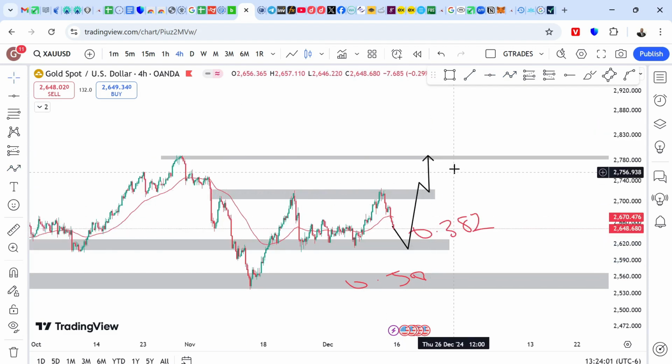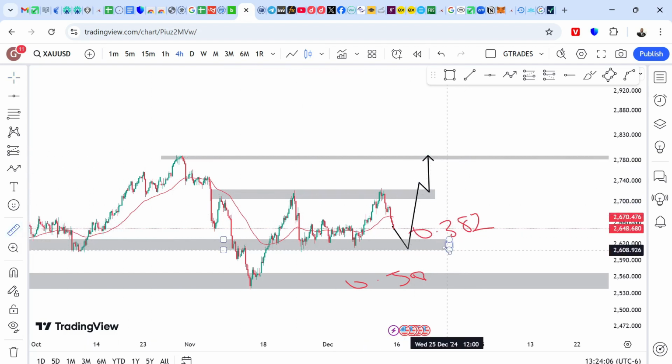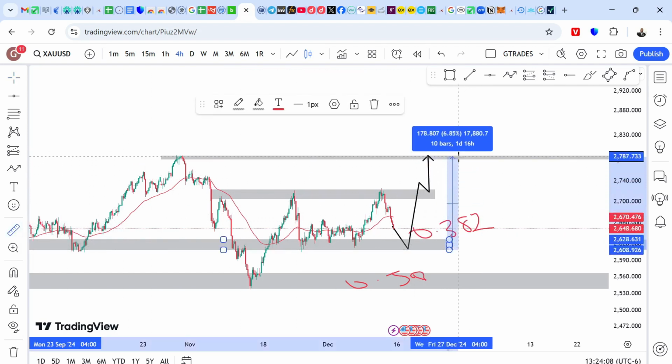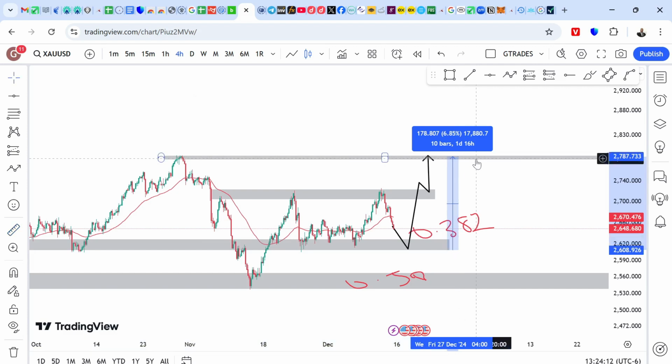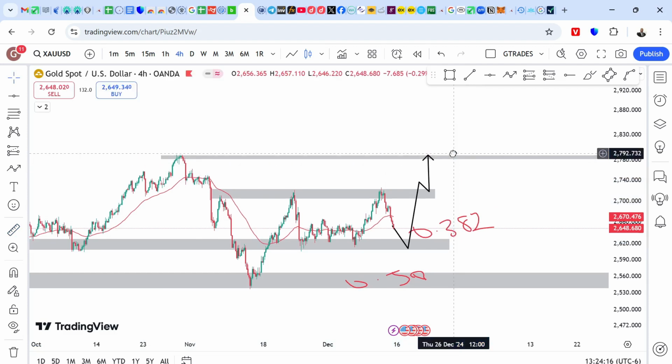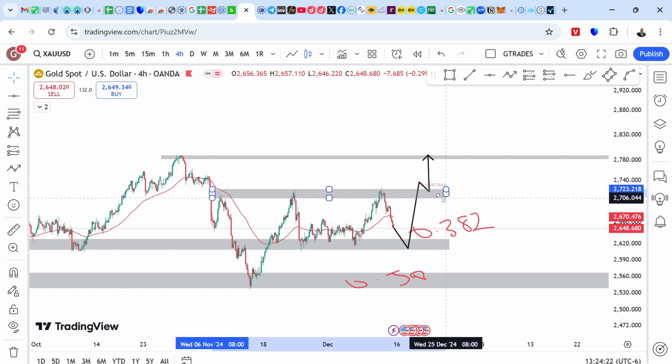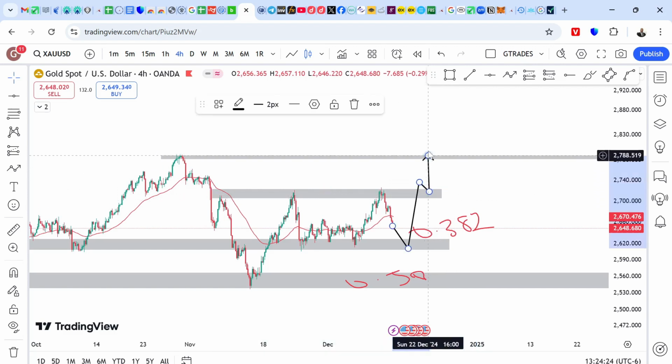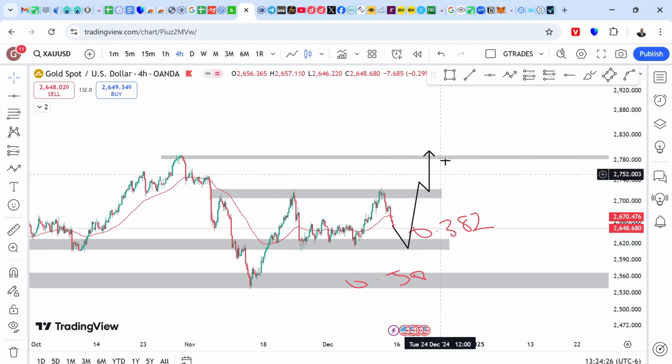So if you have to calculate the profits you're going to get here if the price moves in that direction, from here now you can see we have over 17,880 points, which is about 1,780 pips, and that is huge, right? And you know, you're going to be taking partial profit here and wait for the breakout of this to play out, then you move to this level.